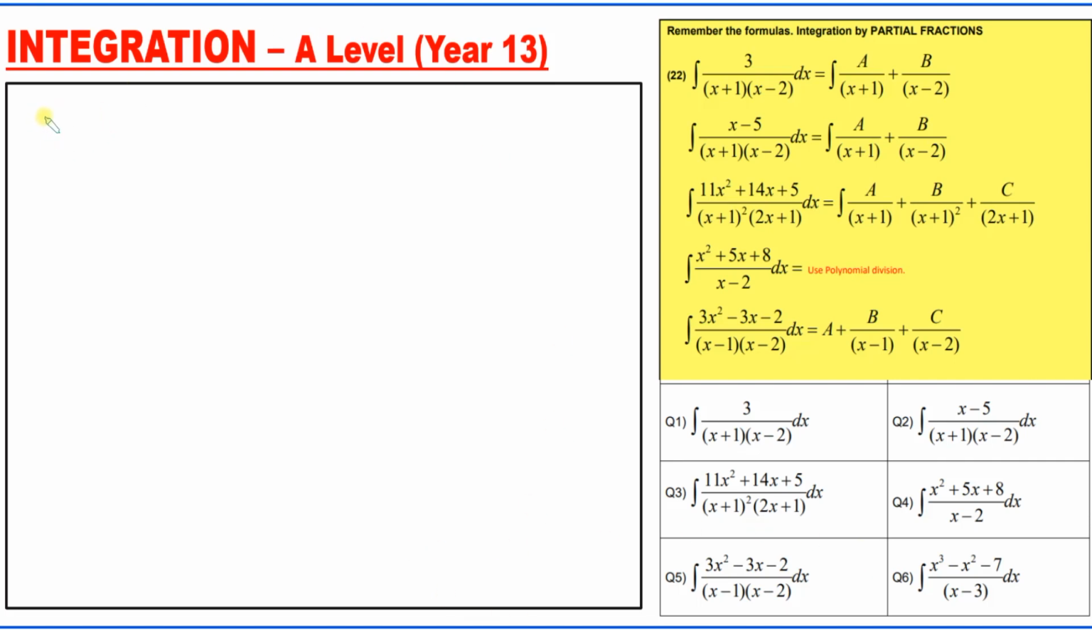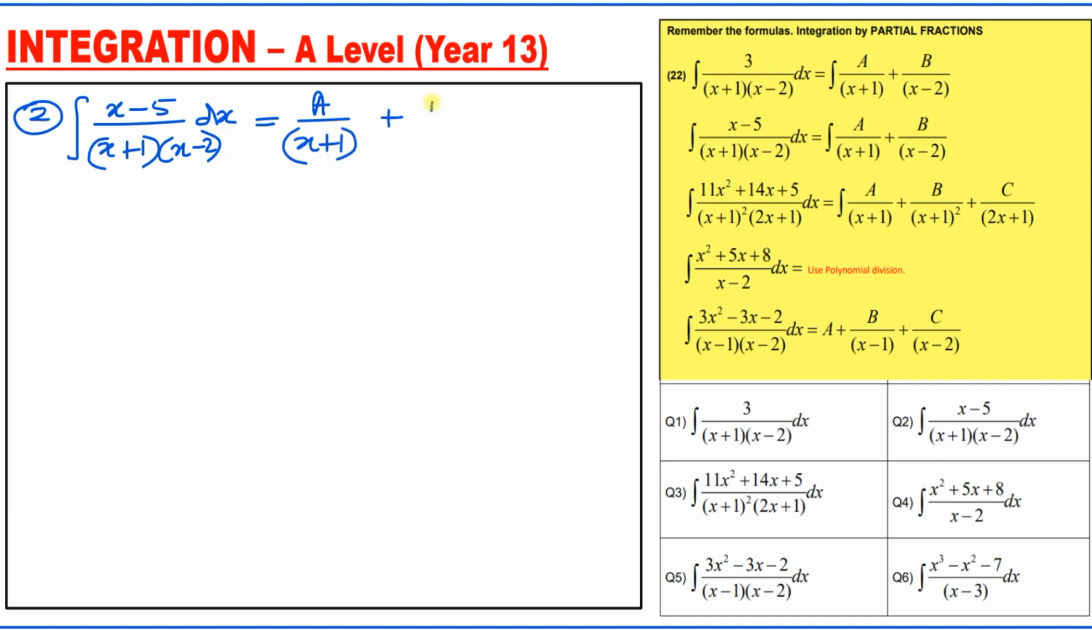The second question I'm going to do, question number 2 from the question list, is integrating x minus 5 over (x plus 1)(x minus 2) dx. In this question we are going to separate the function as A over x plus 1 plus B over x minus 2. Now we can do the algebra and find out what A is and what B is.